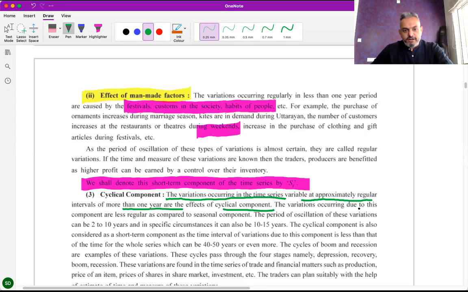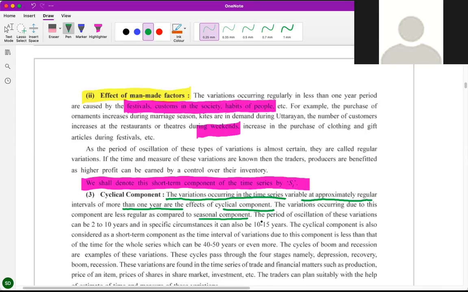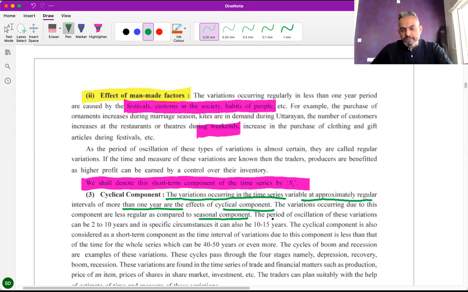The variations occurring due to this component are less regular as compared to the seasonal component. The period of oscillation of these variations can be 2 to 10 years. Now, cyclical, so you can write over here 2 to 10 years. And in specific circumstances, it can be 10 to 15 years also.